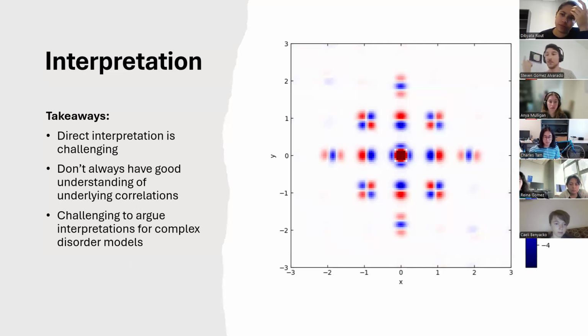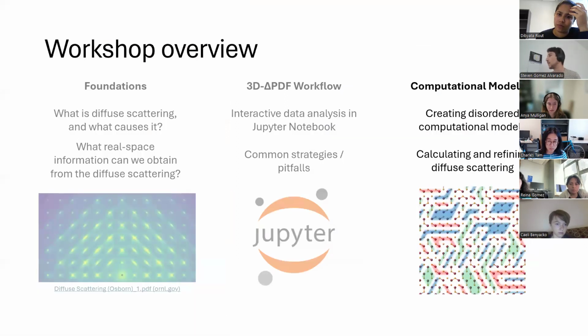And also, when you're trying to publish this data, it's really challenging to argue what your interpretation is, even if your model is somewhat physically reasonable. Okay. So instead of just sort of claiming that you are right, it's useful to turn to computational modeling and build a disordered crystal on your computer and then calculate what the scattering should be. That way you can really get your experiment to line up with your interpretation. Okay.